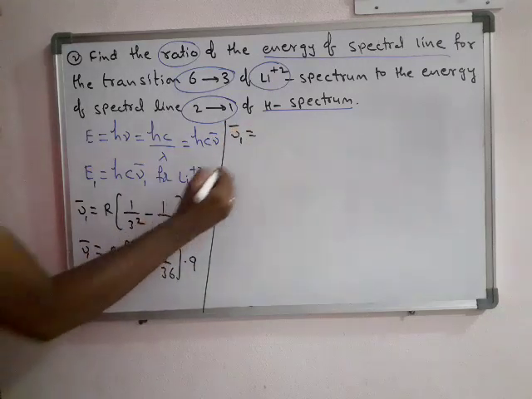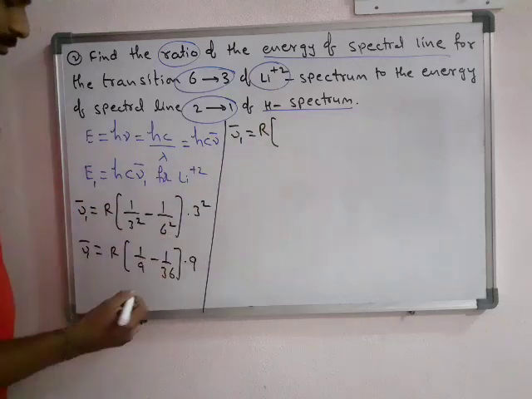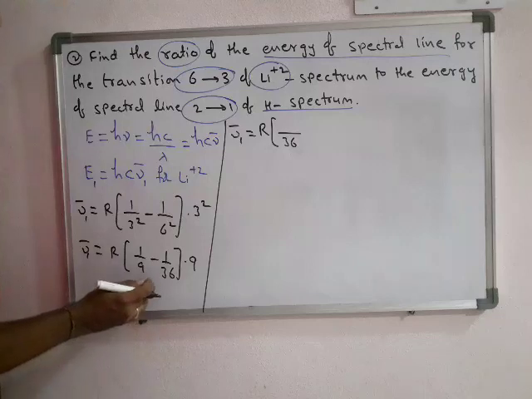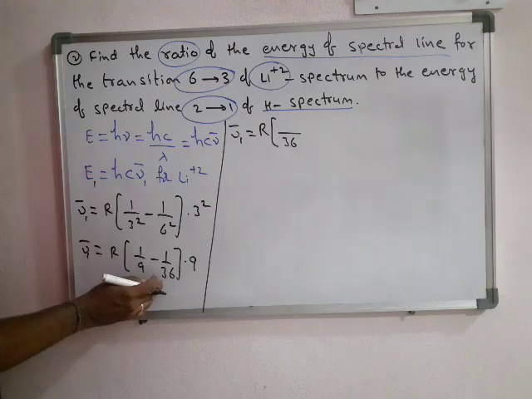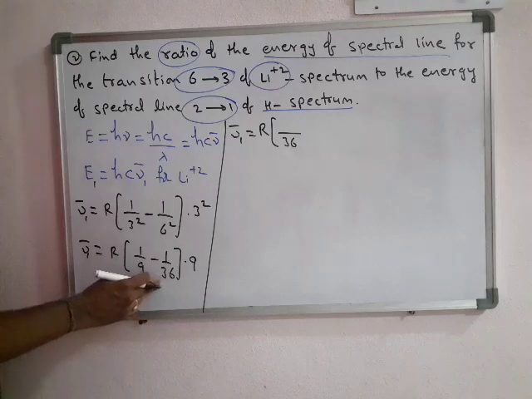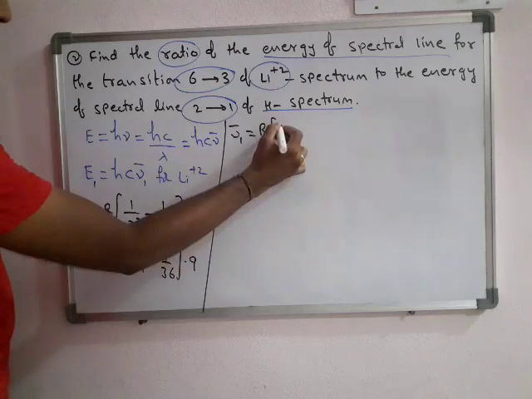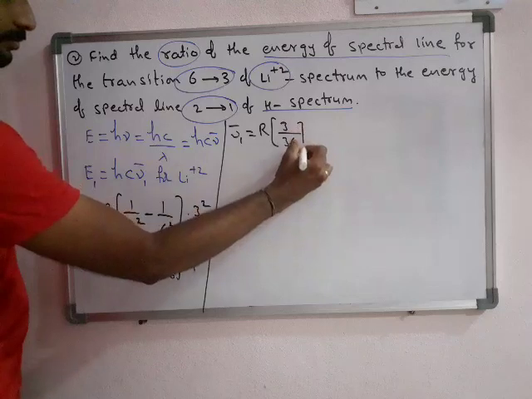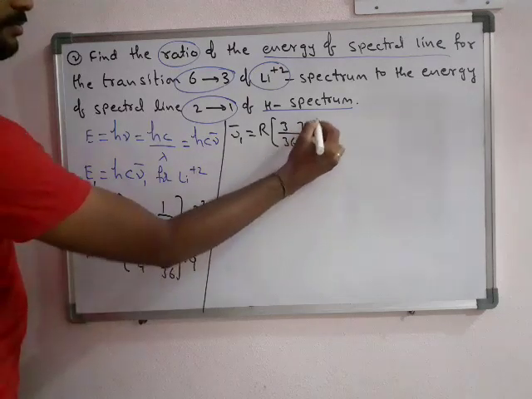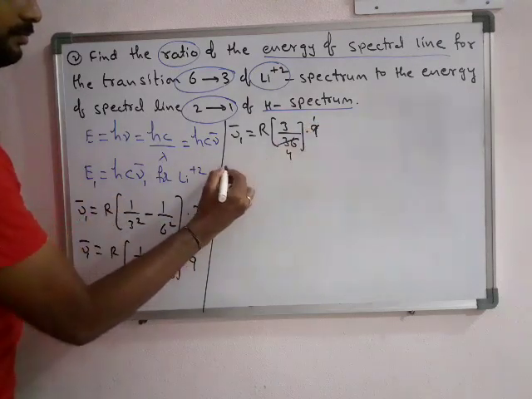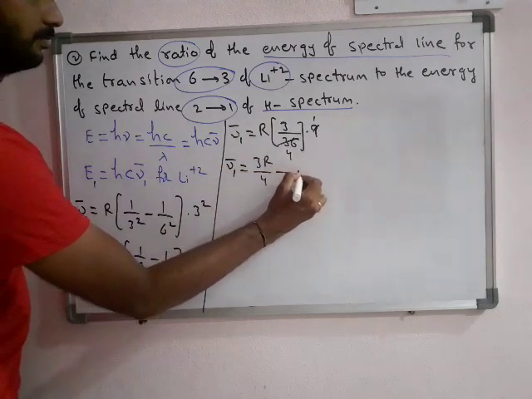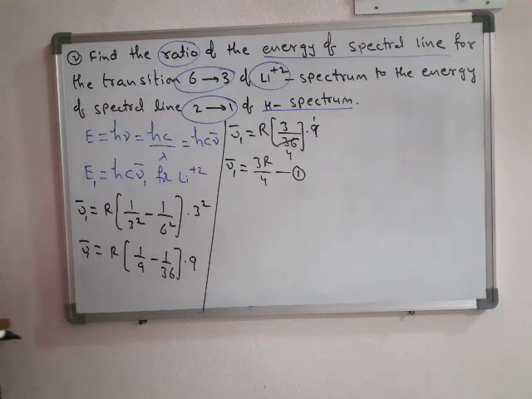nu 1 Bohr equal to this, so finally on this calculation we will get the difference is 4 that is 3. Okay, I'm taking LCM 3 to 9. Therefore nu 1 Bohr is equal to 3R by 4. Take it as equation 1.